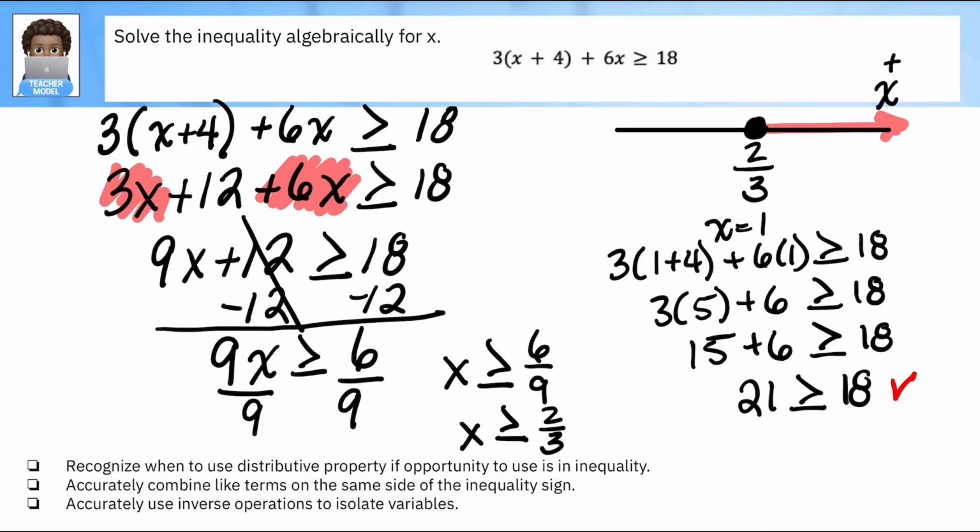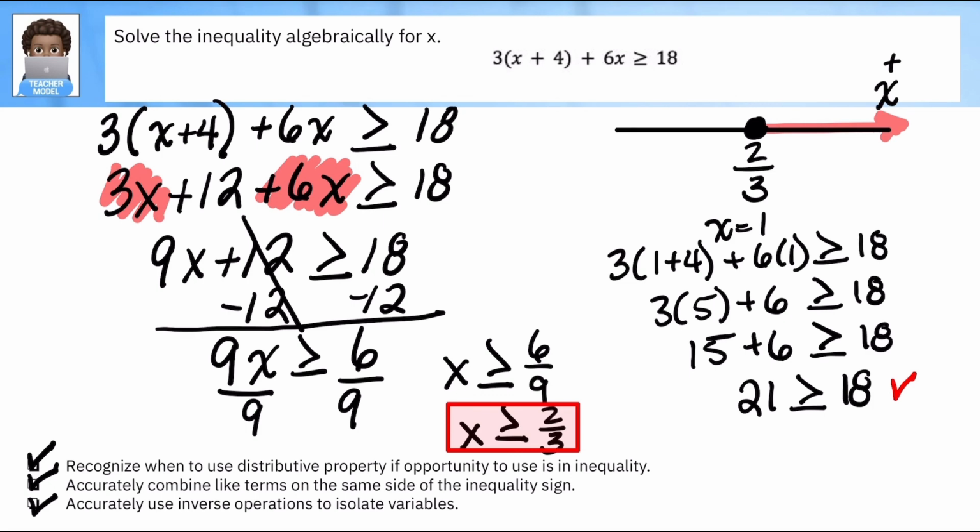All right, let's look at our criteria for success. Did I recognize when to distribute? Yes, I did. I saw that in the problem. Did I accurately combine like terms? I did. I saw when I can combine like terms. And did I use my inverse operations to accurately isolate the variables? I did. And that's what gave me my final answer. X is greater than or equal to 2/3. But then I even went further. I graphed it and I checked my work as well.